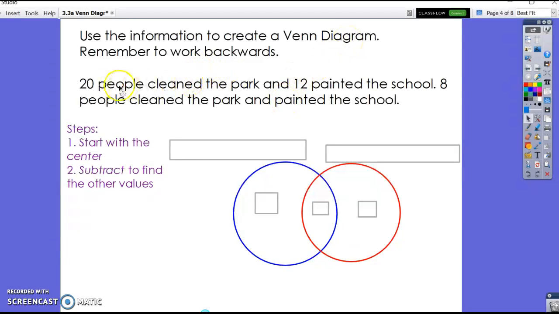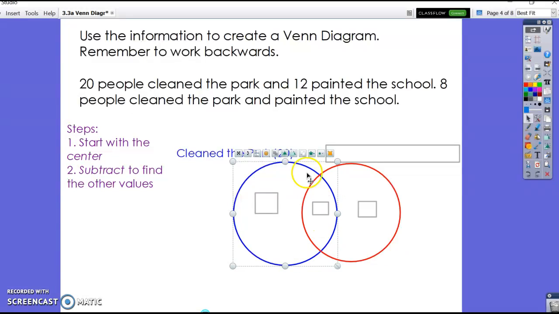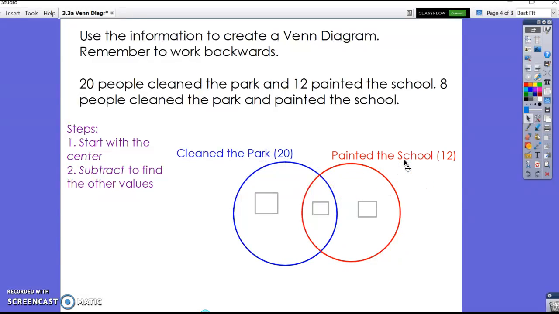So our first problem is talking about 20 people cleaned the park, 12 painted the school, and 8 people cleaned the park and painted the school. So when you start off your Venn diagram problems, you always want to start by labeling your circles. So I'm going to let my blue circle represent the 20 people who cleaned the park. So this means when I get done with my problem and I'm looking at my blue circle, every number in this blue circle should add up to be 20.